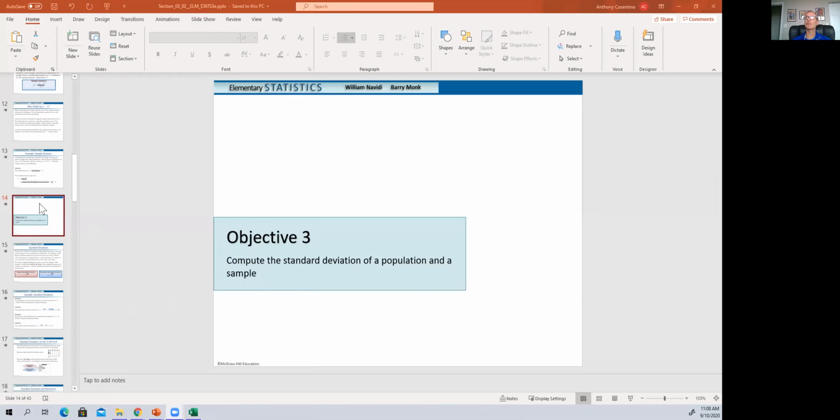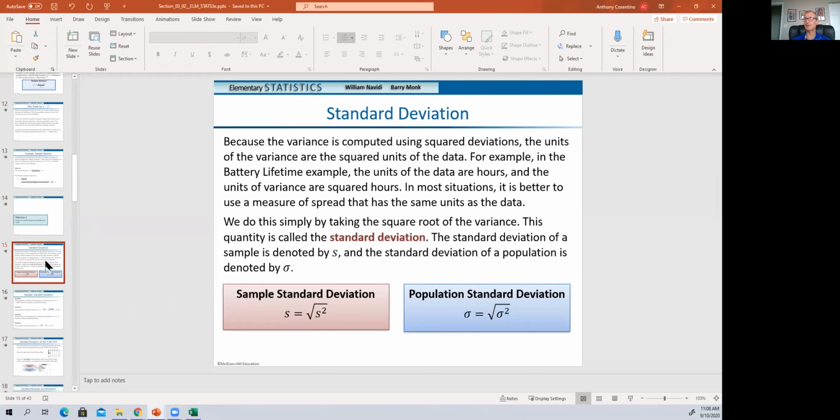The good news is that once you have the variance, the standard deviation is just the square root of the variance. So once you calculate the variance, you just take the square root. Think about the equation that we originally had, and I'm going to talk about the sample again, because that's the one used by far the most.